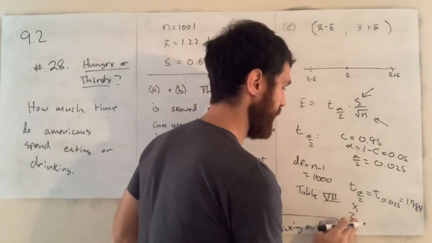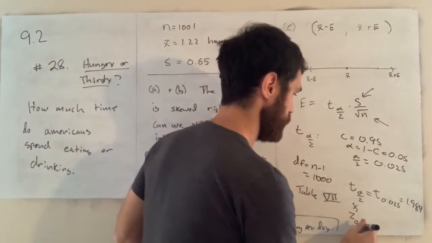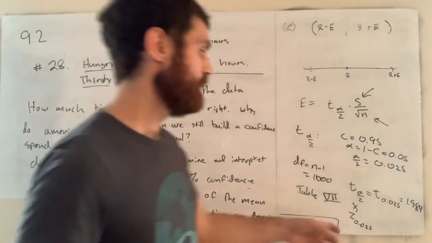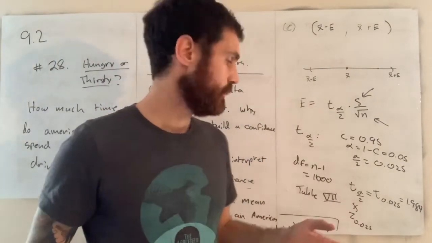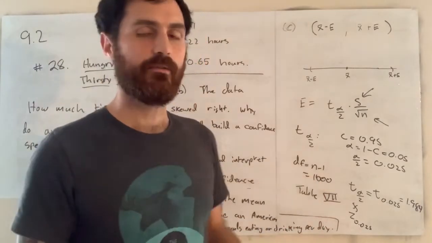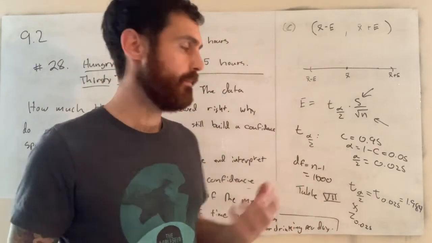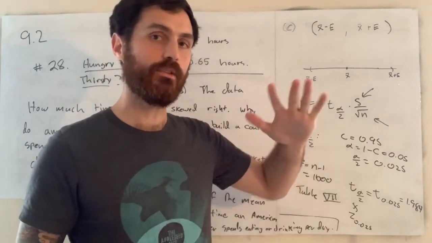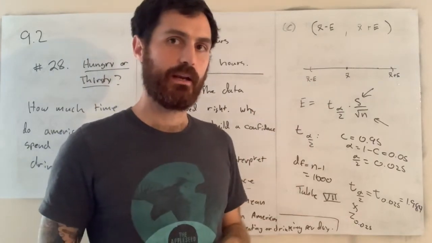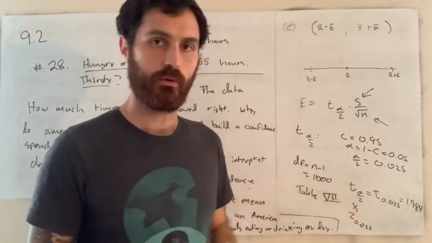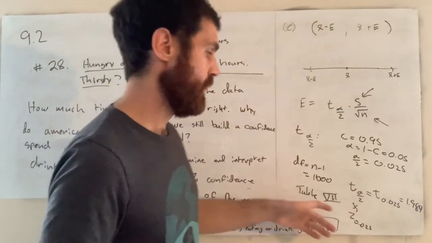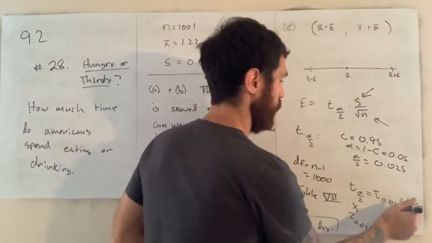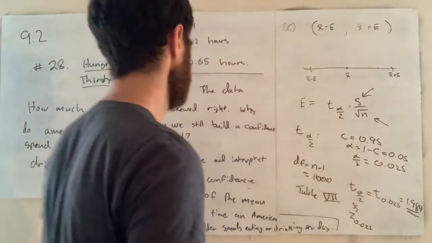And you might see that this is very, very close to the critical value of z at 0.025. That's because you're using a very, very large n. So remember that the t distribution, as that n gets very, very large, starts approximating the actual standard normal distribution. So that's why you're getting something very, very close to that. But still, we want to use this value here.